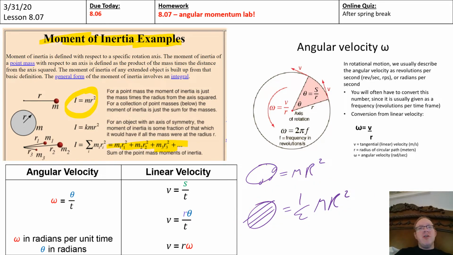Why am I talking about all this? Well, because we're going to spin an object and then we're going to add mass. And so by adding mass, what we're effectively doing is we're causing moment of inertia to go up.